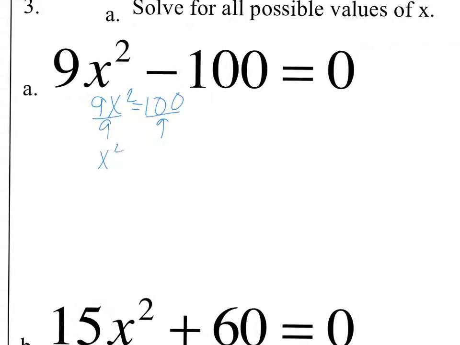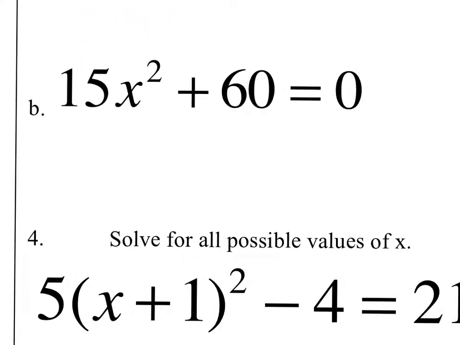I get x squared is equal to 100 over 9. Square root. X is equal to plus or minus the square root of 100, which is 10, over the square root of 9, which is 3. Second problem. 15x squared plus 60 is equal to 0. Minus 60 to both sides. We get 15x squared is equal to negative 60.